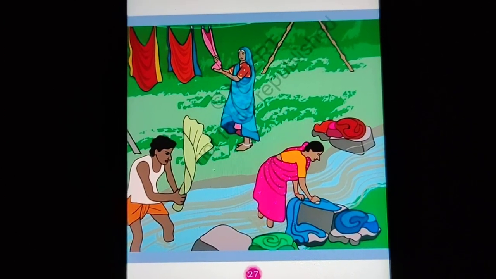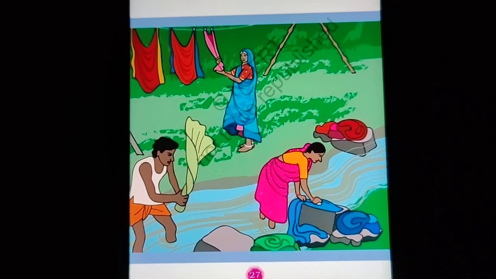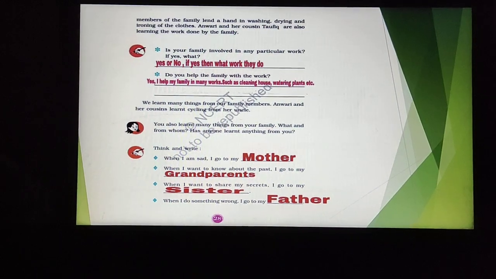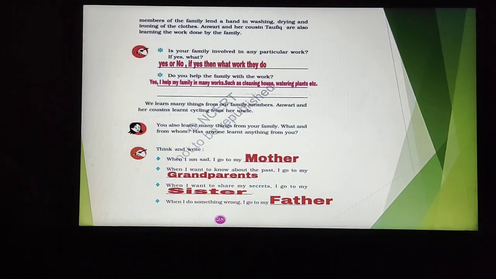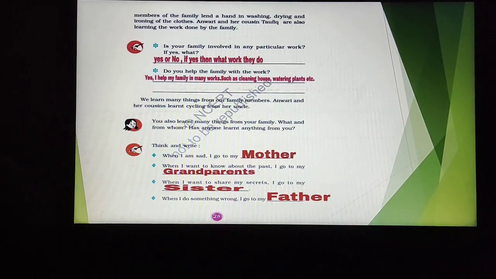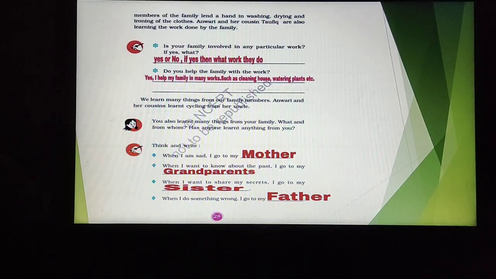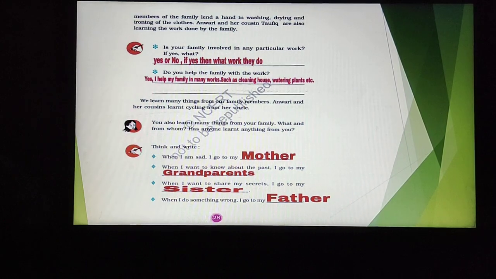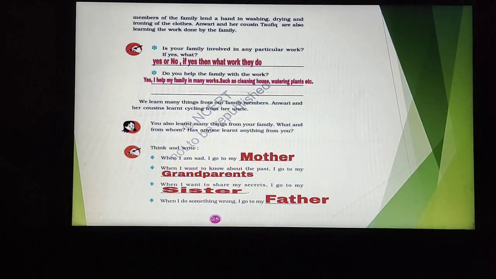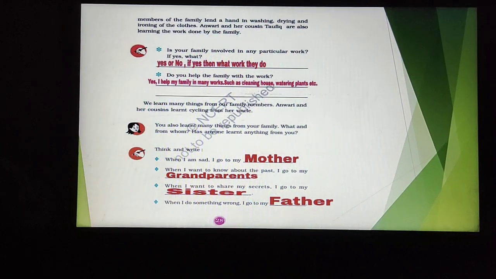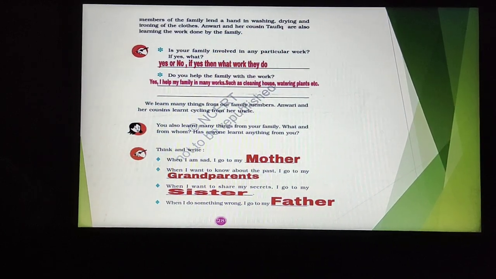Now we will be moving to the next page. Let's see what is on the next page. All the members of the family lend a hand in washing, drying and ironing of the clothes. Anwari and her cousin Tawfiq are also learning the work done by their family. So students, the entire family is totally busy in the work.